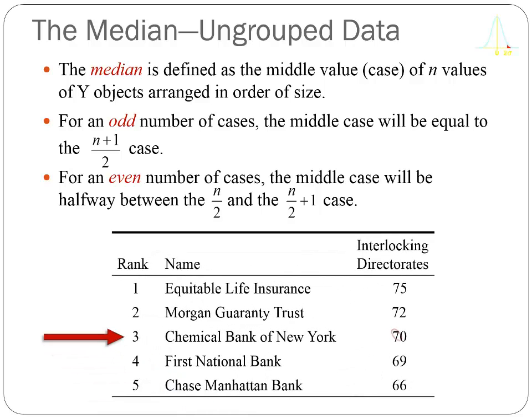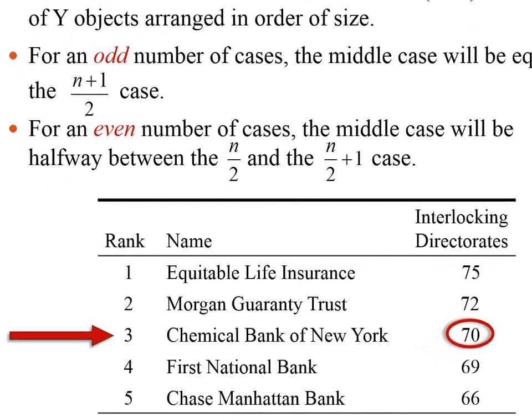Here I have a listing of corporations and their corporate interlocks, their interlocking directorates. I've sorted them from high to low. So the corporation with the greatest number of interlocking directorates is Equitable Life Insurance with 75, followed by Morgan Guaranty Trust 72, Chemical Bank of New York 70, First National Bank 69, and Chase Manhattan Bank 66.